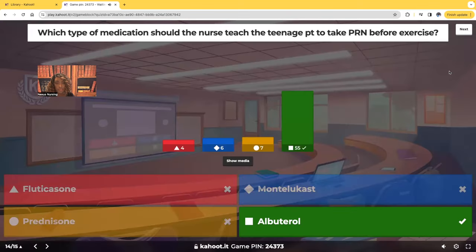Very good. And it's albuterol. So the patient who has exercise-induced asthma, or the patient with asthma, before they exercise, you're going to teach them to go ahead and take albuterol, something that's going to cause dilation of the airways. Fluticasone, that's a corticosteroid. Montelukast, that's a leukotriene receptor antagonist. And prednisone, of course, that's another corticosteroid.